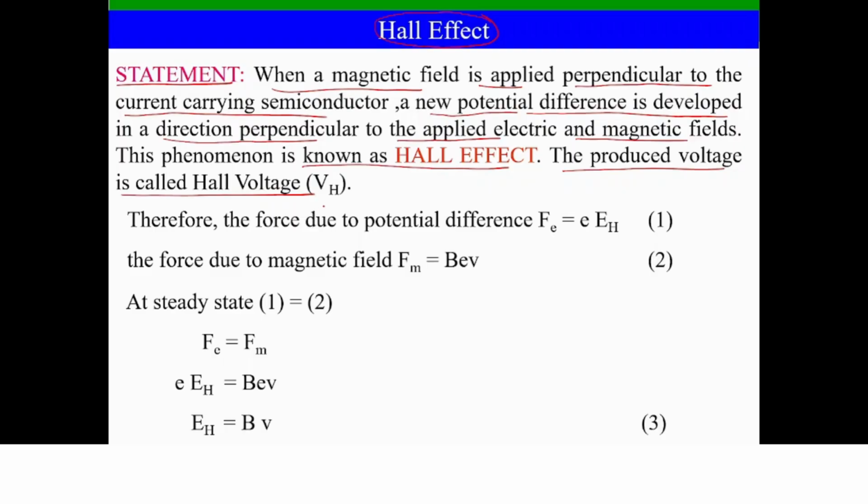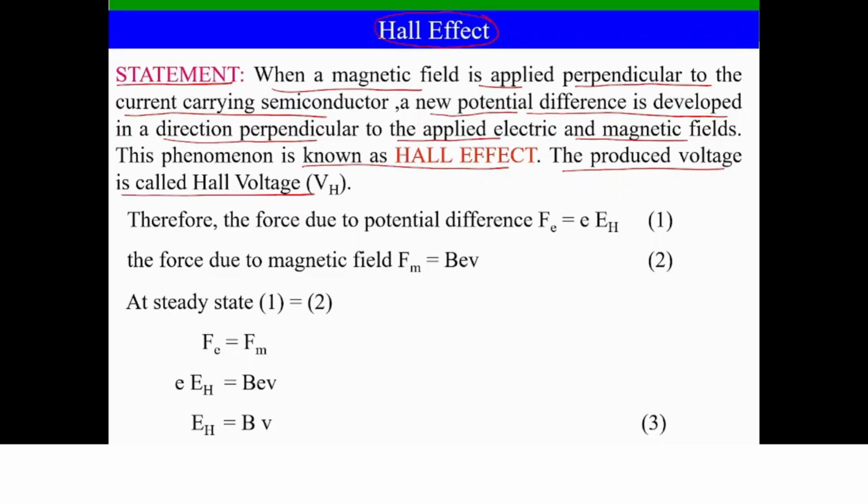Now repeating the statement once again. When a current carrying semiconductor is placed in a magnetic field which is applied in a perpendicular direction, then due to the applied electric field and magnetic field, a new potential difference is going to be produced in a direction perpendicular to the electric field and magnetic field. This phenomenon is known as the Hall effect, and the produced voltage is called the Hall voltage. Now the next step is the derivation of the Hall voltage.